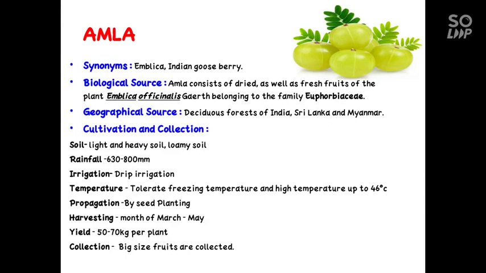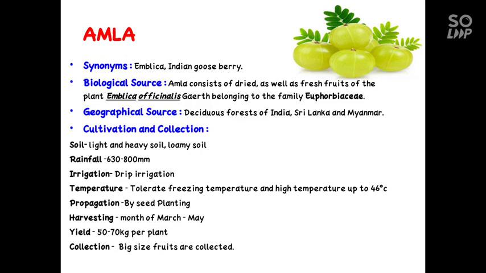First drug is Amla. Synonyms are Emblica and Indian gooseberry. Biological source: Amla consists of fresh as well as dried fruits of Emblica officinalis Gaertn, belonging to the family Euphorbiaceae. Geographical sources are deciduous forests of India, Sri Lanka and Myanmar.